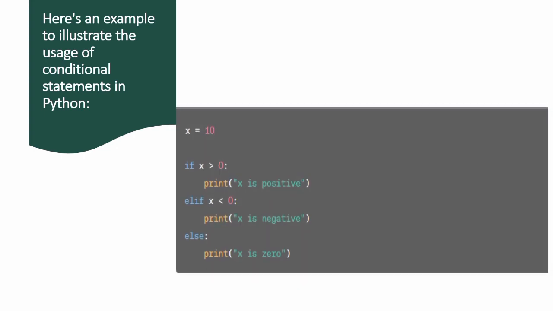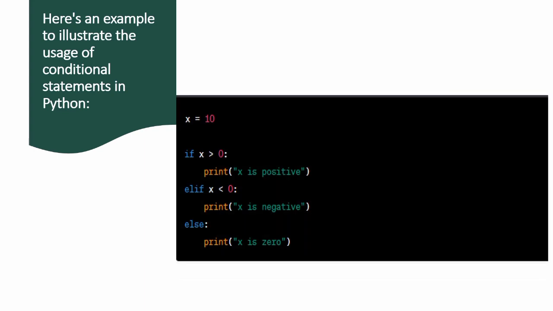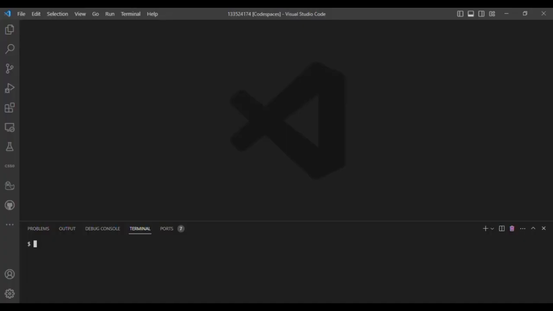So why don't we move towards VS Code and let's understand how these conditions execute and how the control flow actually works. Let's move to VS Code. So this is our VS Code, and let's first make a file known as conditions. So let's make the file conditions.py. This is the easiest way to make a file in VS Code. So after making the file, let's execute some conditions.